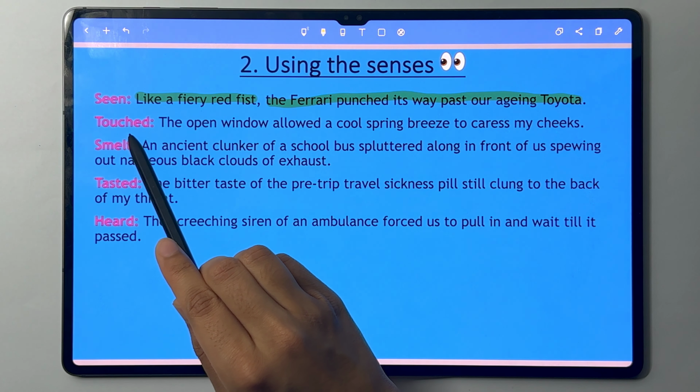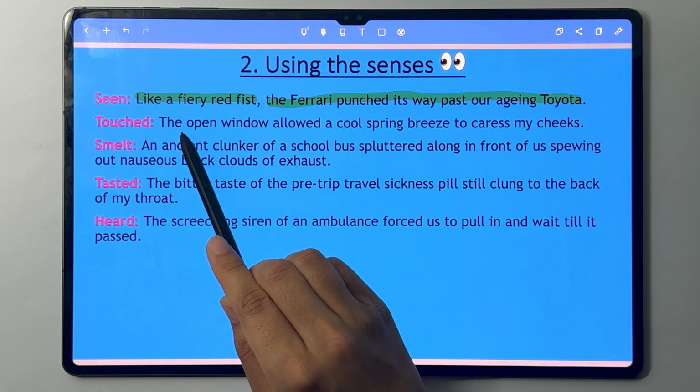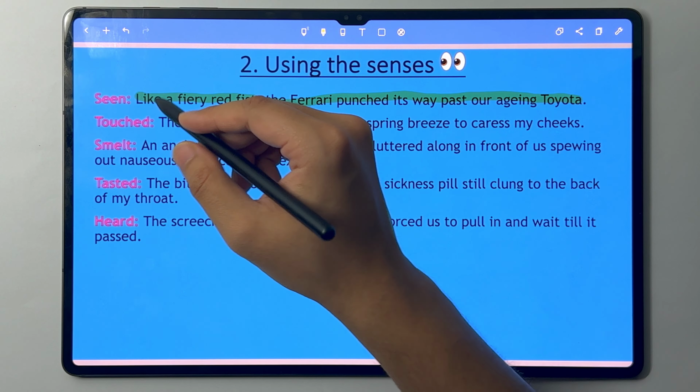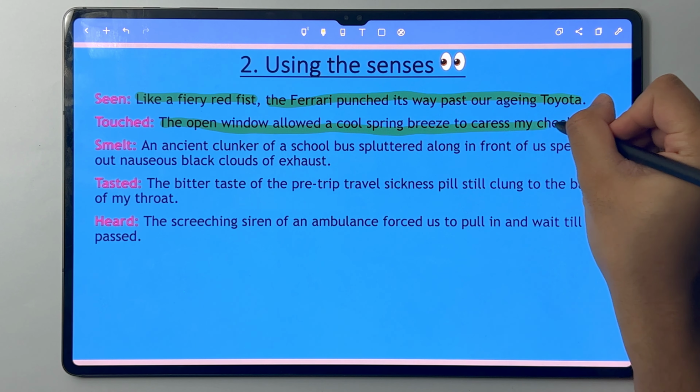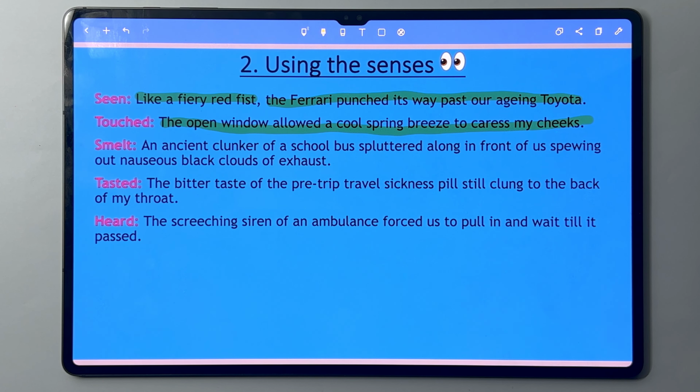The second is our sense of touch. The open window allowed a cool spring breeze to caress my cheeks. So it's as if the wind, the air, was caressing the cheeks. So again, that's something that you can feel.